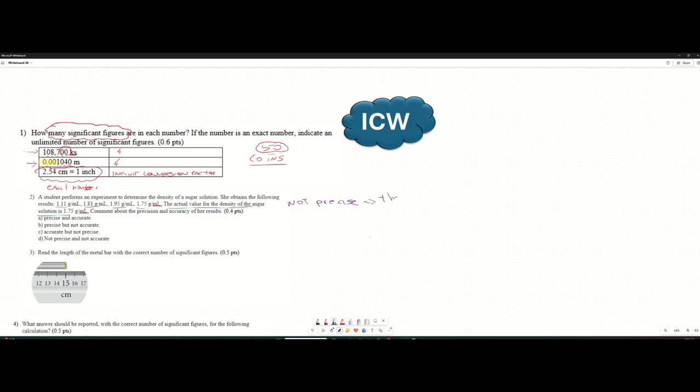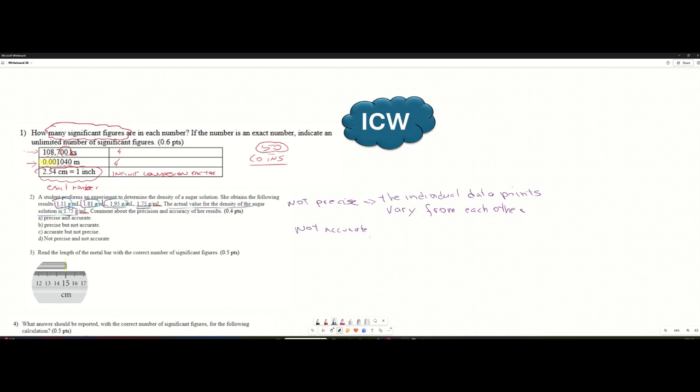So the individual data points vary from each other, right? They are different, so there is no precision over here, so not precise. And is it accurate? No, it's not accurate because the value that I want is 1.75. Look at this, 1.11, 1.81, 1.95. The only one that I have is 1.75.